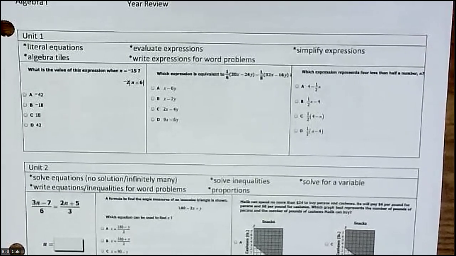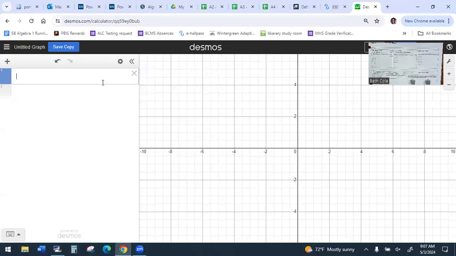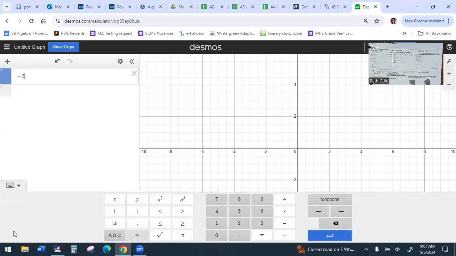Now you're going to need to do a lot of watching up here to see this. I'm going to share my screen and we're going to type that in. It's -2. I'm going to go to the absolute value. Where is the absolute? There it is. Absolute value of what is it? N plus 6. Then what am I going to do?